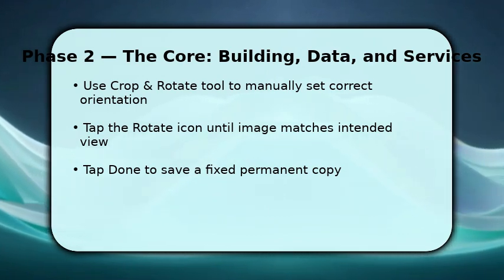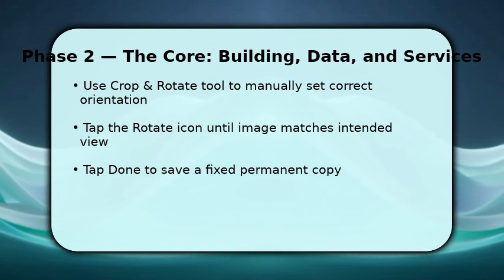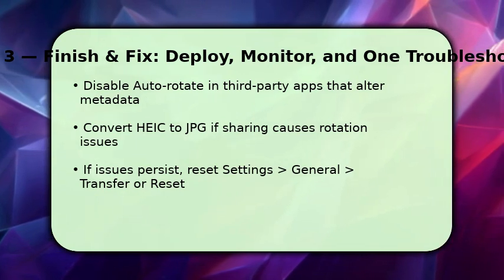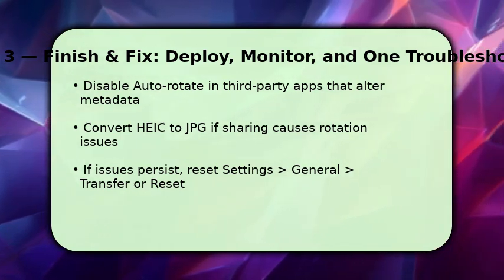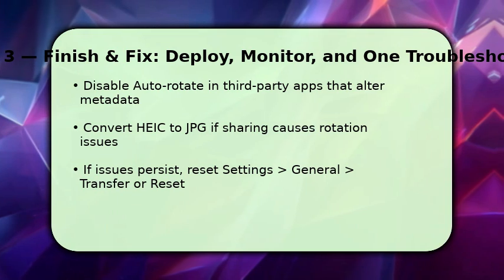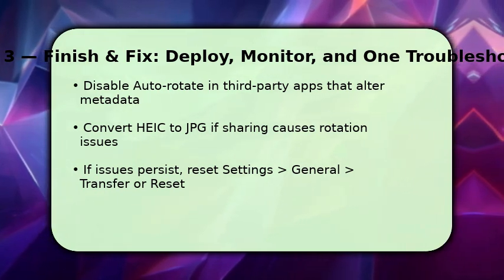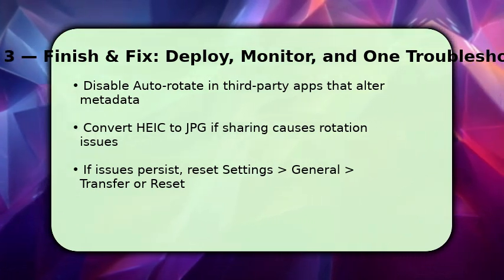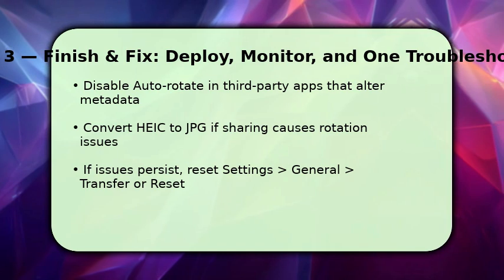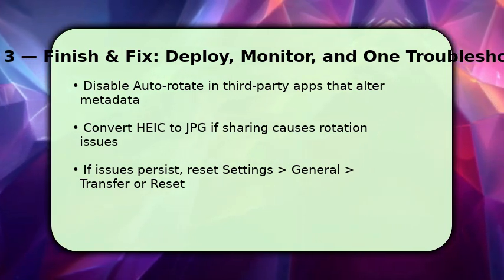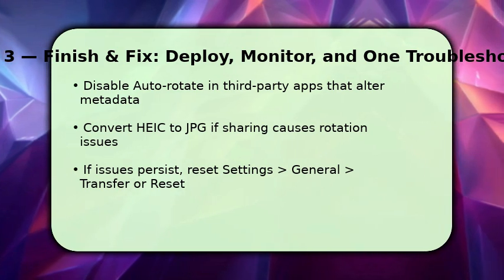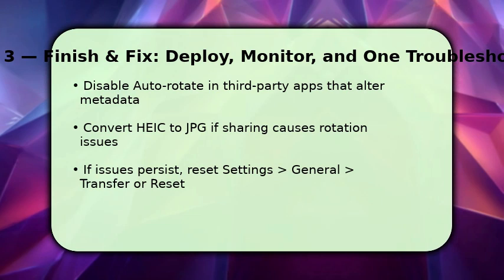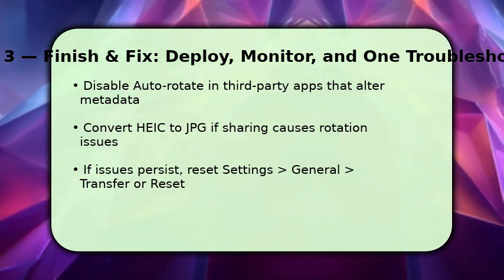You finish by eliminating future causes when sharing, export, or convert HEIC to JPG to avoid receiver-side rotation. Disable auto-rotate features in editors that rewrite EXIF orientation and prefer saving edited copies from Photos rather than third-party apps. Once complete, test by closing and reopening the image and by sending it to yourself. If it still rotates, reset transfer settings. Go to Settings, General, Transfer or Reset iPhone.